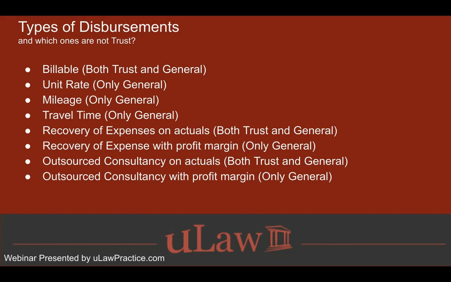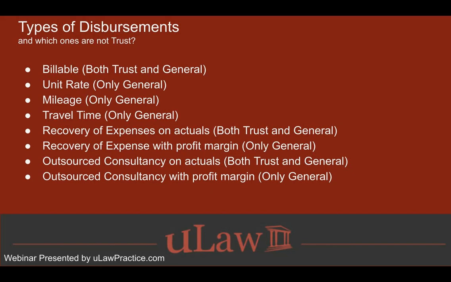And if you're outsourcing any consultancy or third party that's involved in this file or matter, so these are typically the types of disbursement that are exposed to only the general account. I repeat again, some things that involve profit margin, any outsourced third-party work, any Uber, mileage for gas or travel time involved, again, only general. Last but not least, more like photocopies, couriers, anything that involves, again, profit margin here, unit rate, only general.